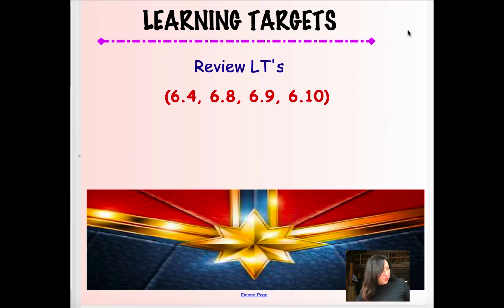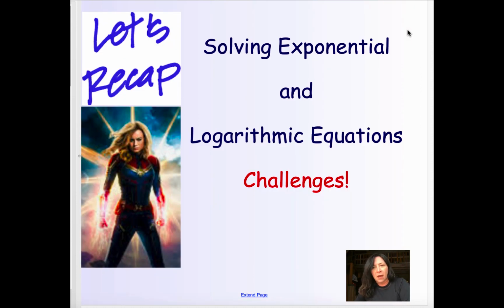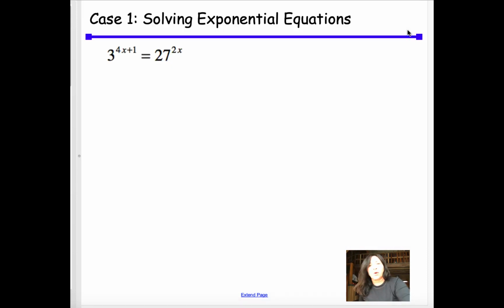Learning targets: review learning targets for 6.4, 6.8, 6.9, and 6.10. Challenges that we didn't exactly get to last week. These are also on the video from last week, so you can reflect on that as well.